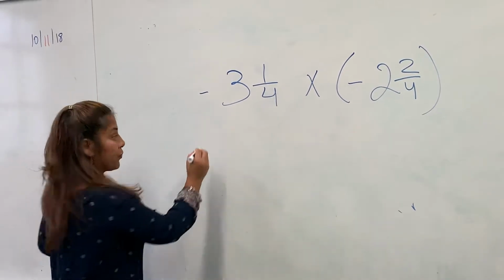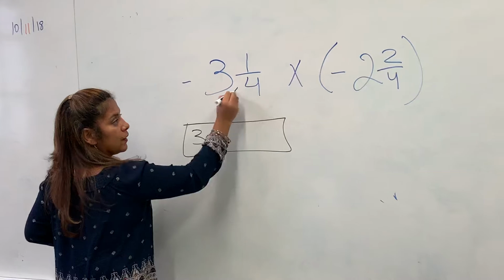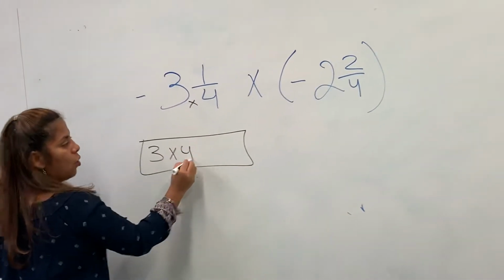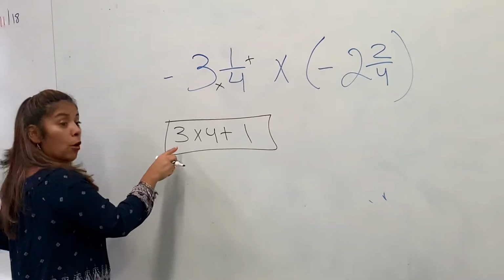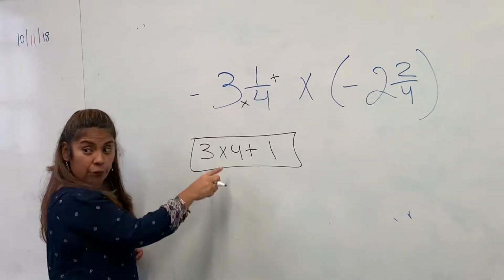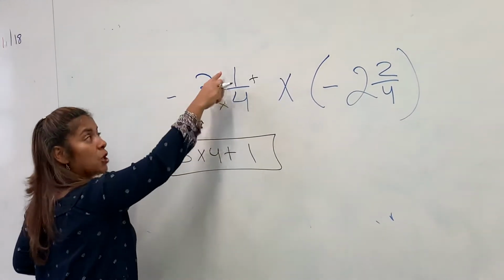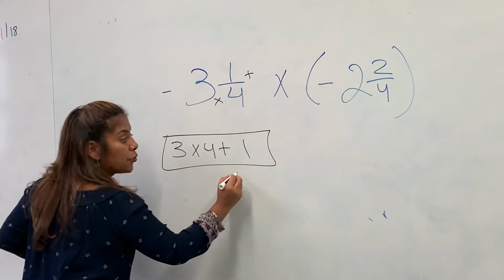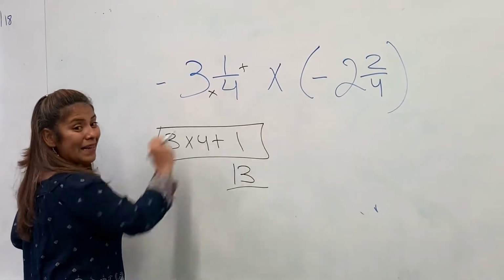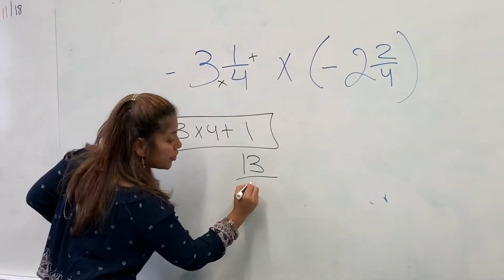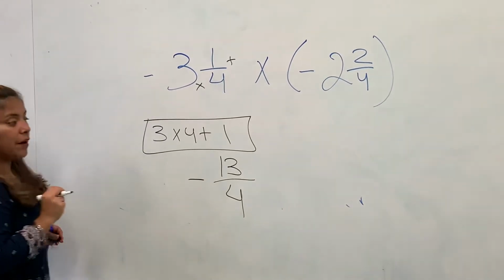How do we do that? This is what I'm going to do: 3 times 4 plus 1. If I'm going to change my mixed number into an improper fraction, I'm going to multiply my whole number times my denominator plus my numerator. So this will give me 13. As you guys know, my denominator will never change. It's going to stay the same. I'm going to write my negative number.